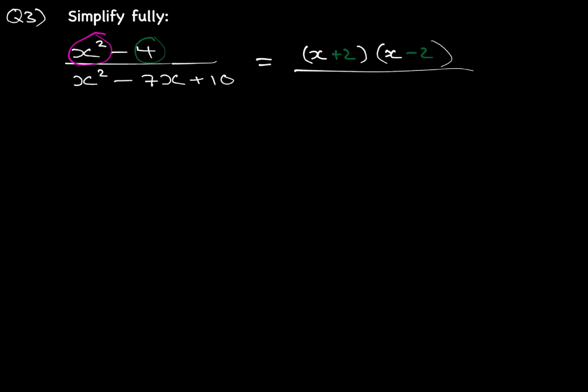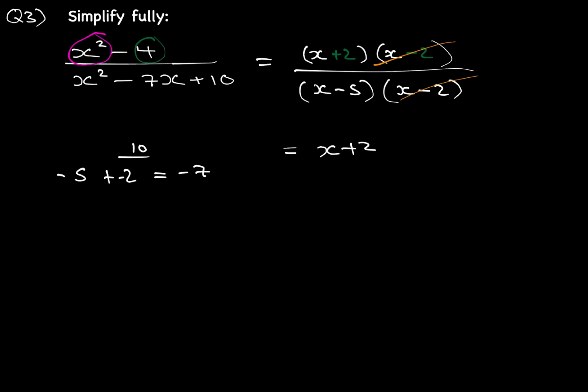Denominator, same as before. We're finding two numbers that multiply to give me 10, but add to give me negative 7. So the only way I can really make 7 is with the factors 5 and 2. Now, I need a positive number, but they need to add to give me a negative number. So that gives me a clue that both of them must be negative. So my denominator must be x minus 5 and x minus 2. Now, luckily for me, I can cancel out one of the x minus 2's. I'm left with x plus 2 over x minus 5. And I'll just stop there.